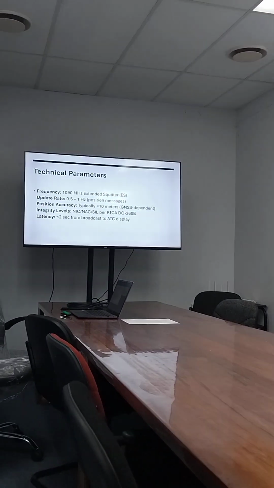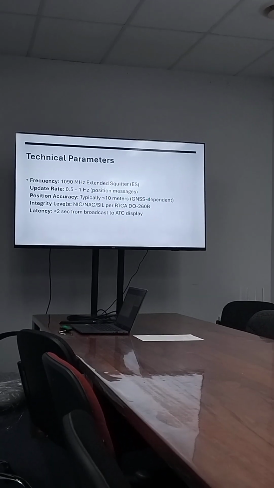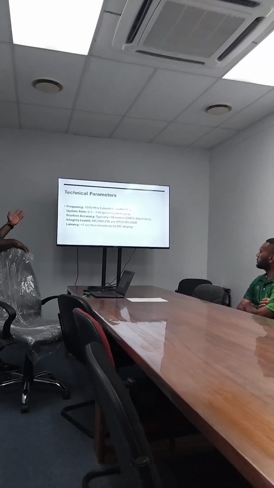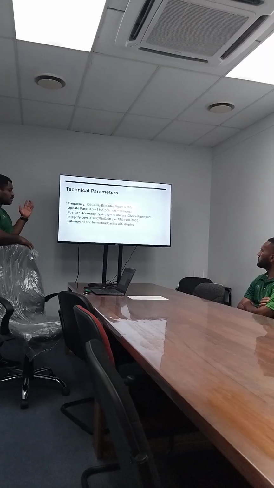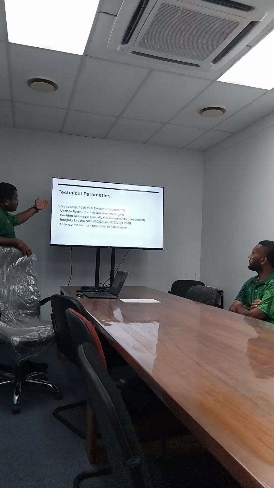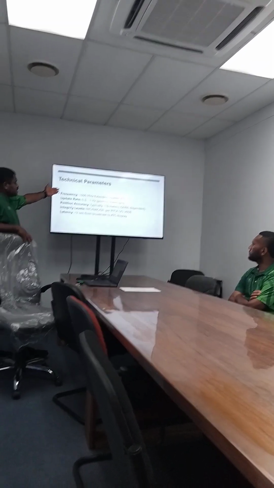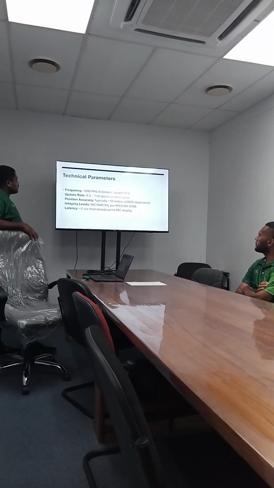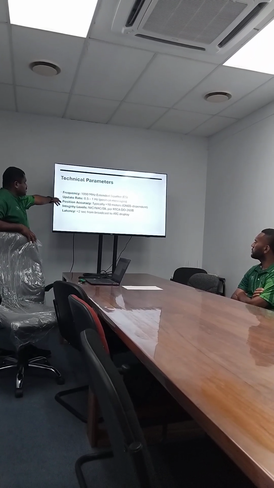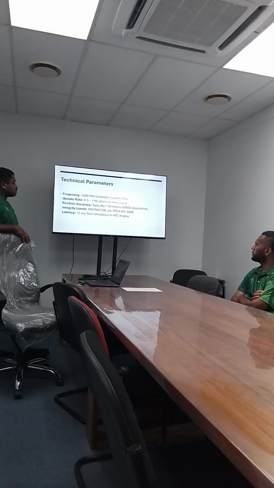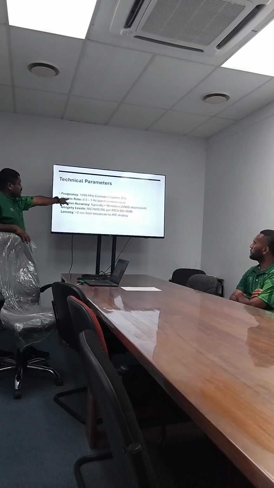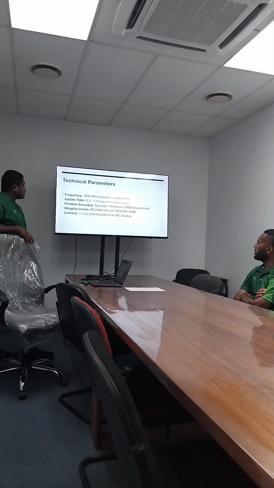Technical parameters. As technicians, we basically do preventative maintenance and corrective maintenance. Most of what we do or measure during maintenance are these kinds of technical parameters. Basically, as I stated before, the frequency of ADSB data is 1090 MHz. The refresh rate of the position message is 0.5 to 1 Hz. So every time, the position message is being updated with this frequency, 0.5 to 1 Hz.